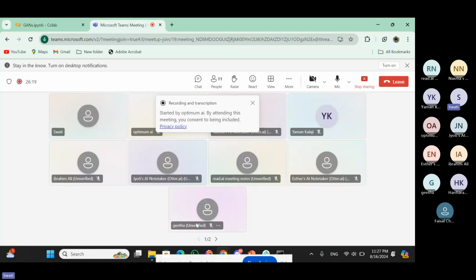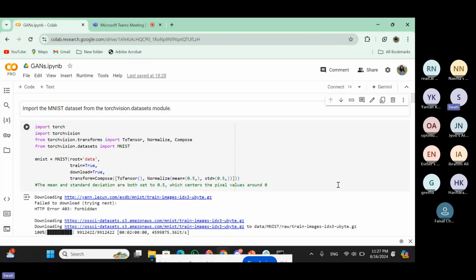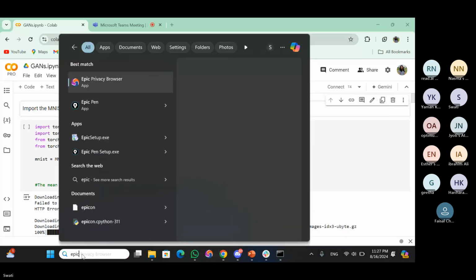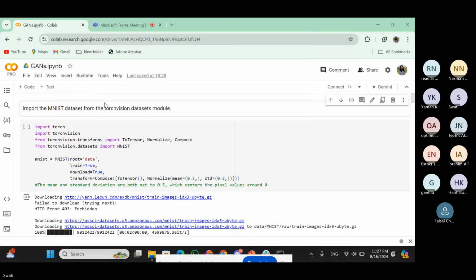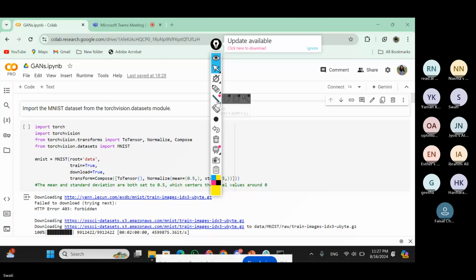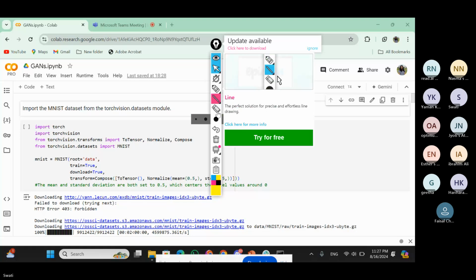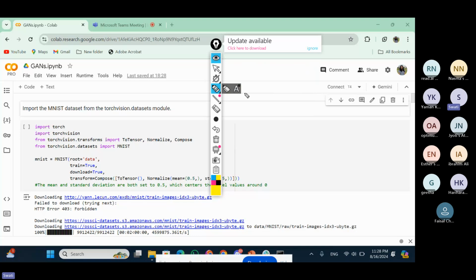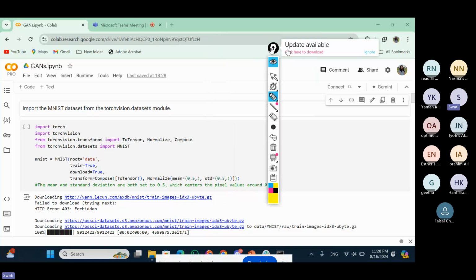So are there any doubts still here? If not, then we can move to the coding part.